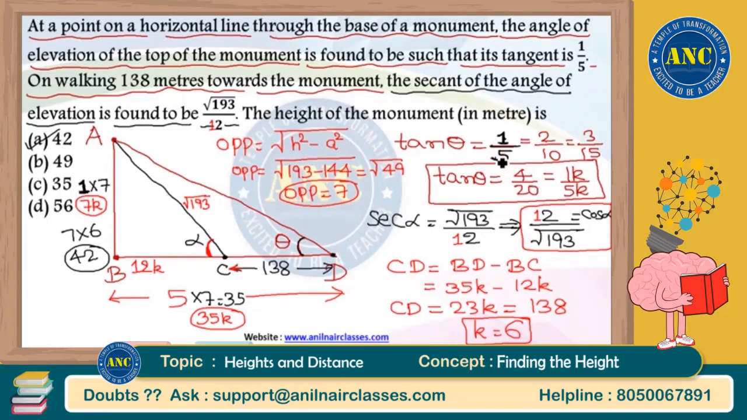It can be 2 by 10 also, it can be 3 by 15 also, 4 by 20 also, 5 by 25 also. It can be any of those. So I just represented it as 1k and 5k, so that it will be easier for us to analyze and simplify it. I hope question number 13 is very, very clear for you people.